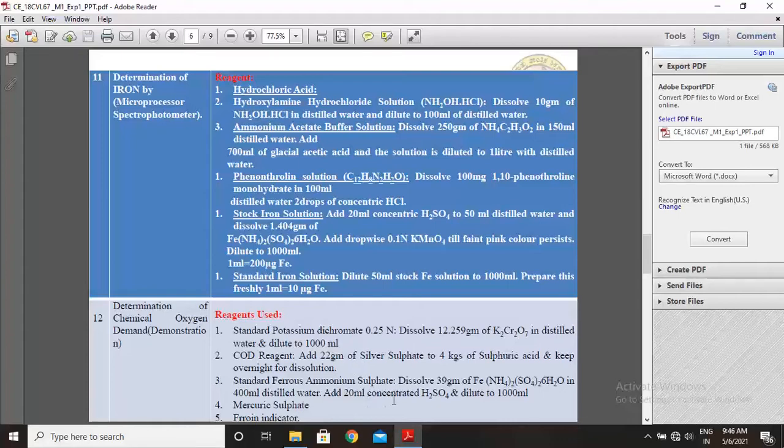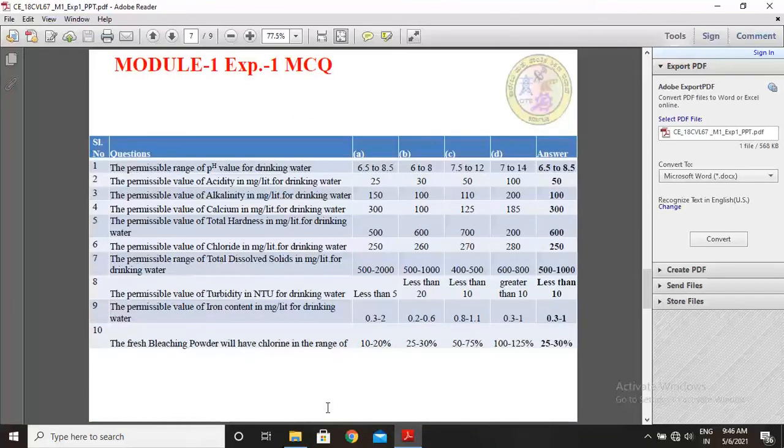Standard ferrous ammonium sulfate. Dissolve 39 gram of ferrous ammonium sulfate in 400 ml distilled water. Add 20 ml concentrated H2SO4 and dilute to 1000 ml. Now it has become standard ferrous ammonium sulfate reagent solution. Next, mercuric sulfate. Next, ferroin indicator. These are all readily available in the markets. So these are the MCQs prepared from all the last slides discussed.